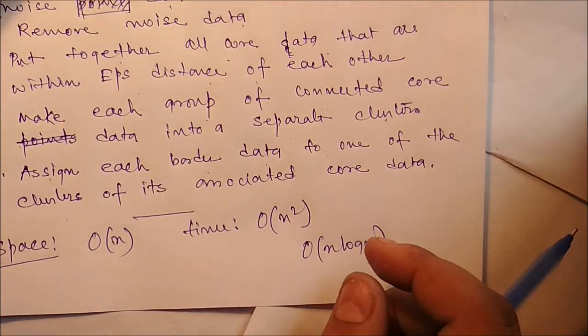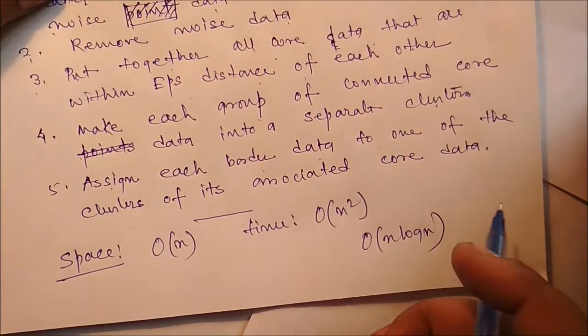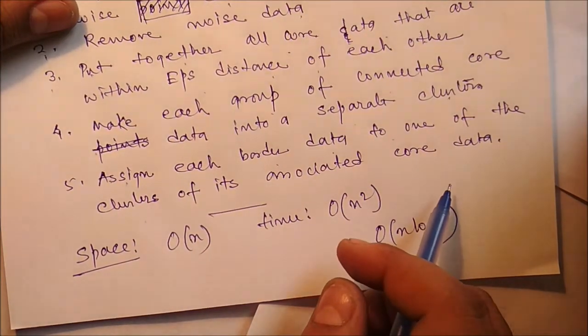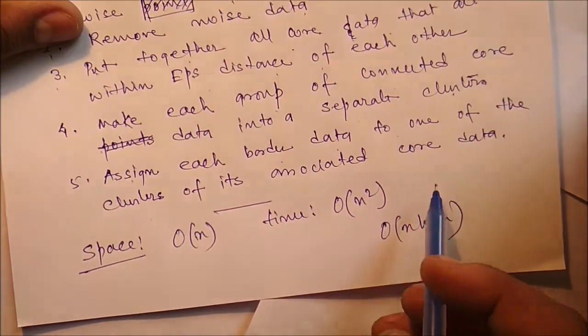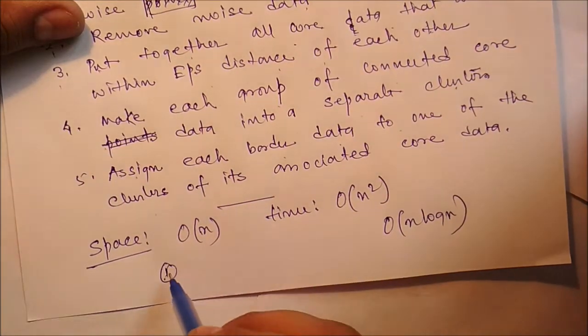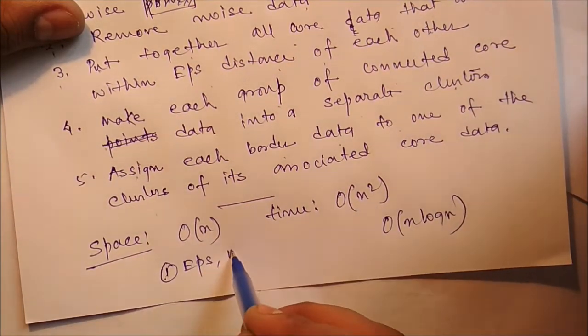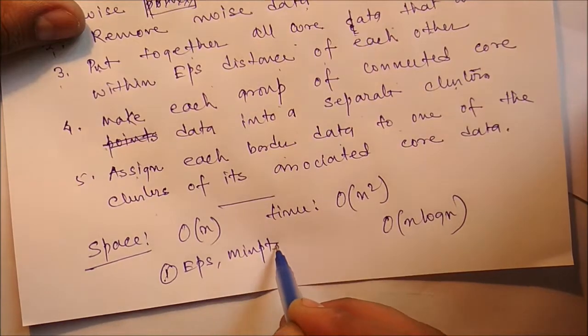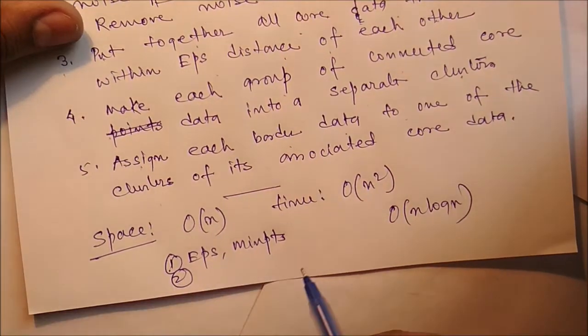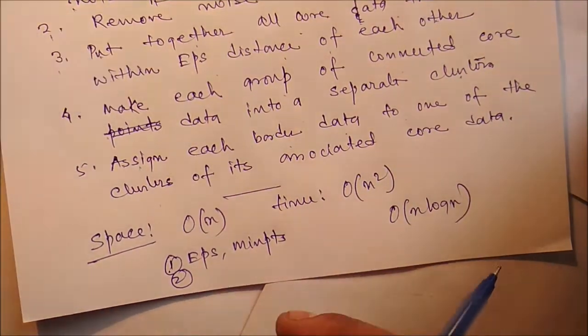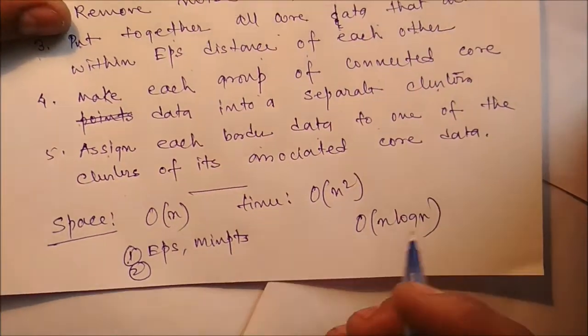Okay, but two issues are there. First issue is what? The output of the DBSCAN depends on user specified values, EPS and min pts. So the output is dependent on EPS and min pts. And second is what? Clusters of varying density. DBSCAN can have trouble if the density of clusters varies widely.